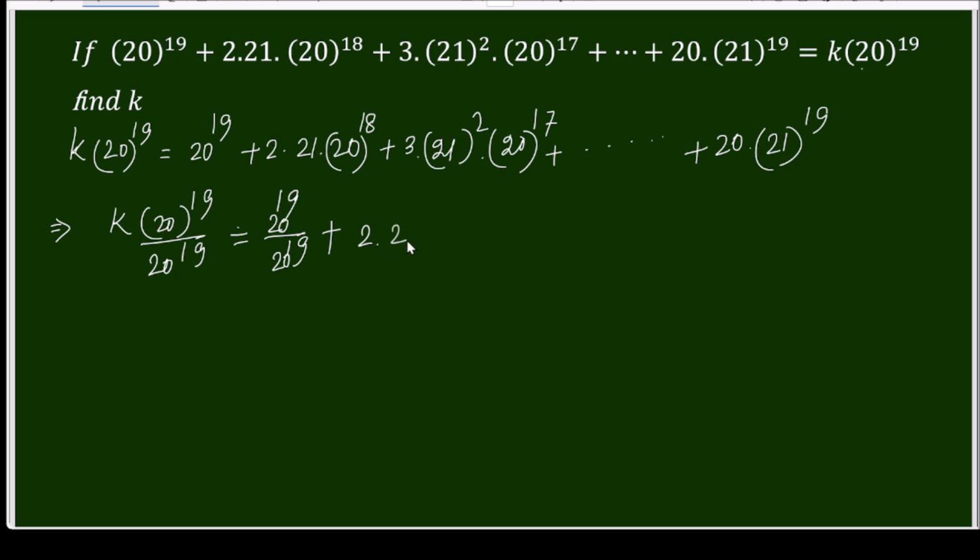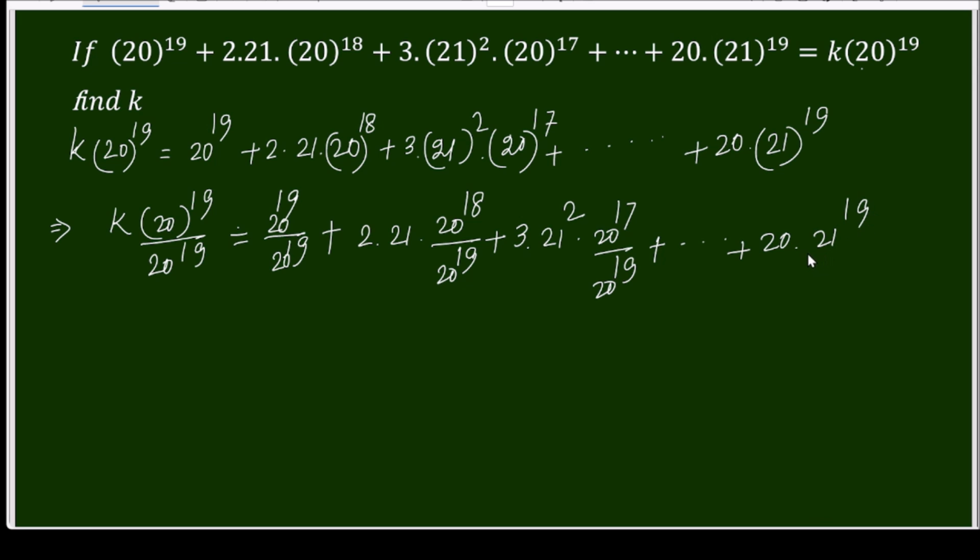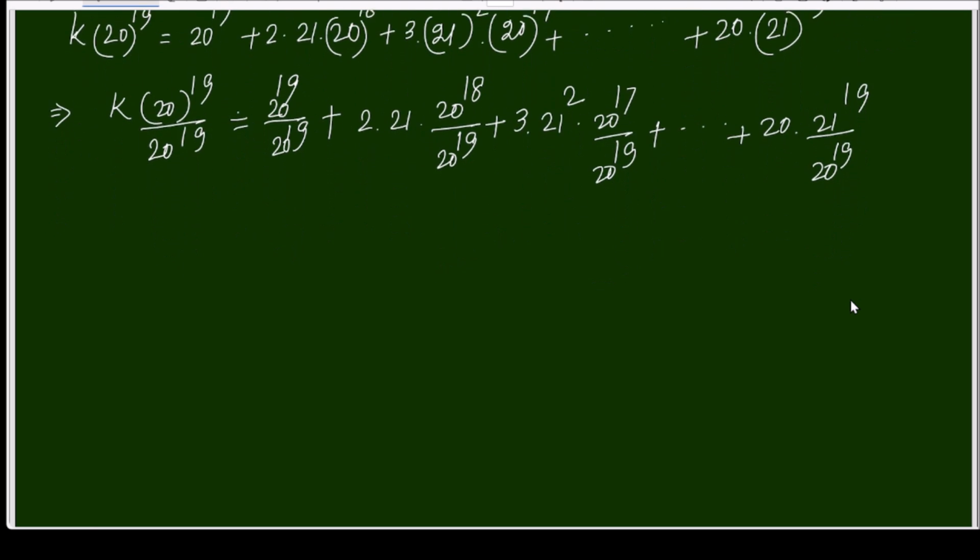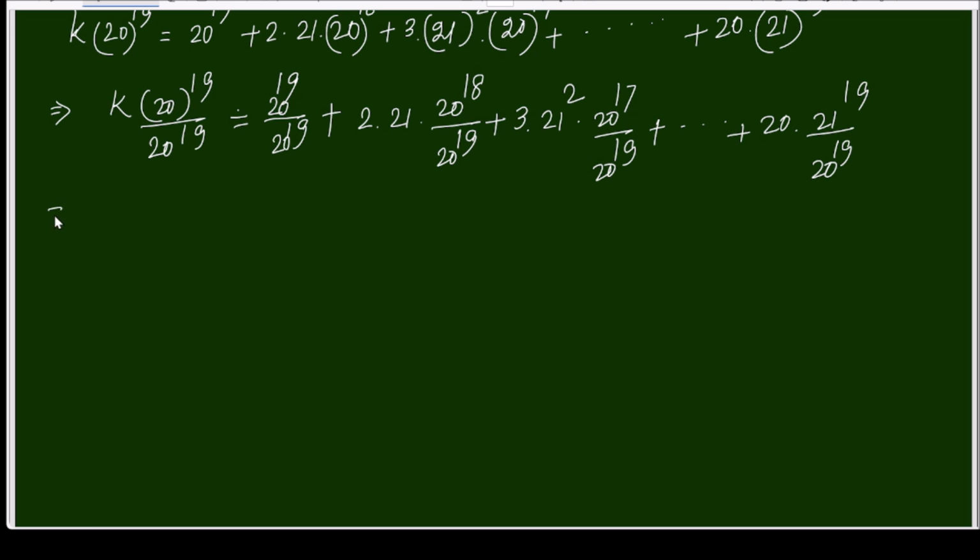This equals 20^19 over 20^19, plus 2 into 21 × 20^18 by 20^19, plus 3 into 21² into 20^17 over 20^19. Please observe very carefully and try to follow it because it needs some focus. So on the left side I am getting k only. I separated it by dividing with this.